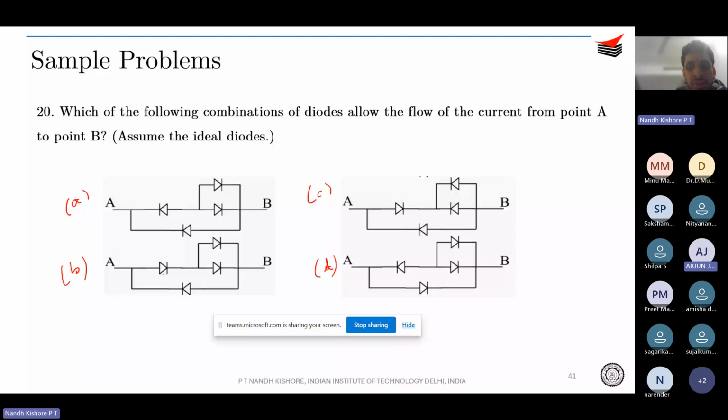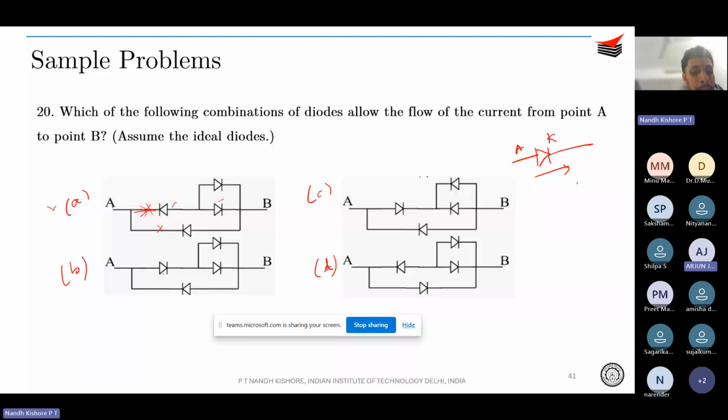Obviously you know that a diode can conduct current from anode to cathode. So you just find out how current can flow from A to B. You can understand from this diagram that this diode and this diode are in anti-series. Therefore, current cannot flow, because from A there is no path at all. It cannot flow this way, it cannot flow this way. So it's not option A.